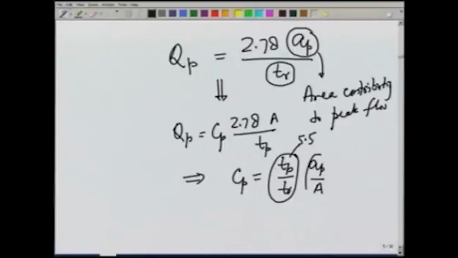Ap by A will generally vary from catchment to catchment, and therefore, the value of Cp also varies depending on the value of Ap over A, and it has been found to vary from about 0.4 to 0.8.